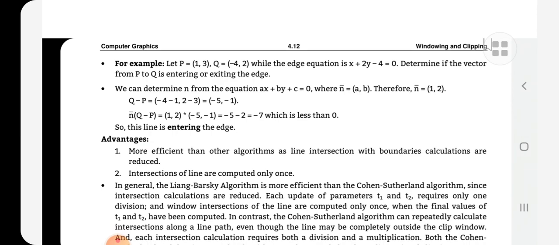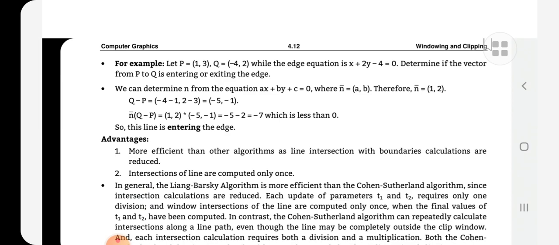Let P be (1, 3) and Q be (-4, 2), while the edge equation is x + 2y - 4 = 0. Determine if the vector from P to Q is entering or exiting the edge.